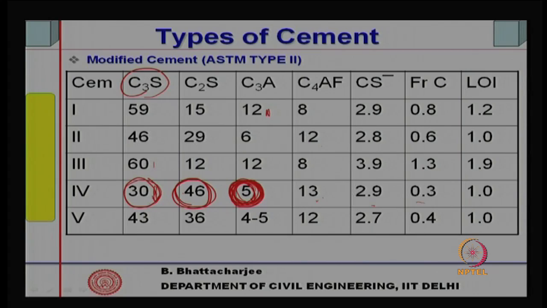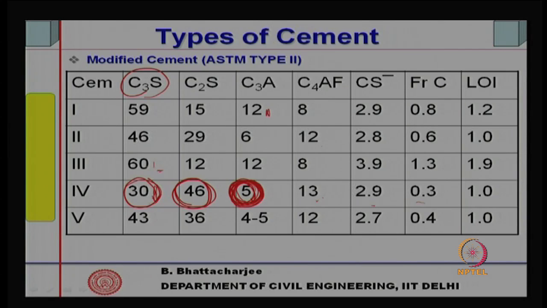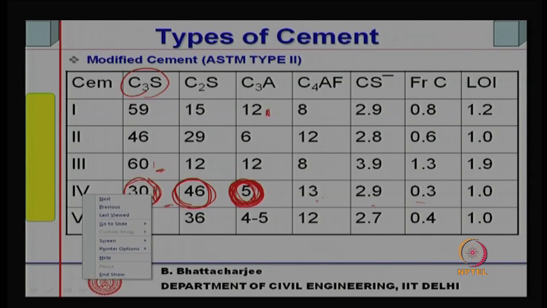It will not have extraordinary grinding. In fact, the Blaine's fineness in case of type 3 would be much higher than type 2, but here the Blaine's fineness may not be higher. It could be the same, 225 meter square per kg minimum, and type 3 could be much higher, maybe 350, 400 or so, or even higher depending upon how rapid hardening you want, maybe 700 meter square per kg and so on. So this is type 4, and this is type 1.